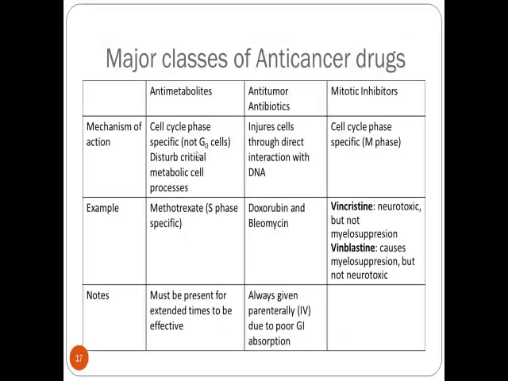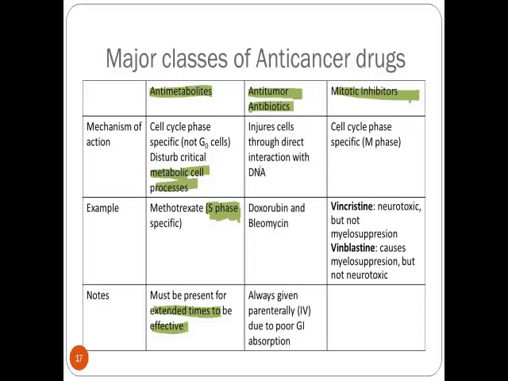And then this is a second slide with 3 other major classes of anti-cancer drugs. You've got anti-metabolites, anti-tumor antibiotics, and mitotic inhibitors. So anti-metabolites basically act at some phase. Because they're anti-metabolites, they disturb metabolic cell processes. An example would be methotrexate, which is disruptive to cells that are in the S phase. And again, as I said before, because it only works on one phase, it's cell cycle phase specific, you have to give it for an extended time or multiple doses over time.